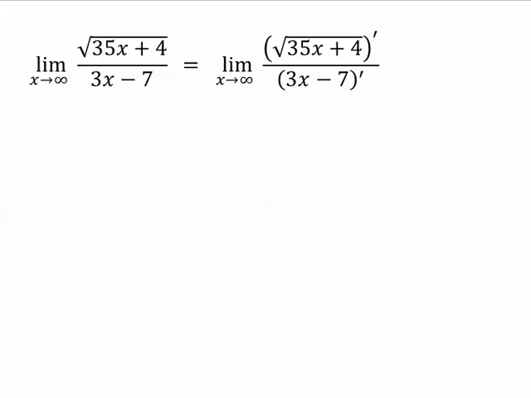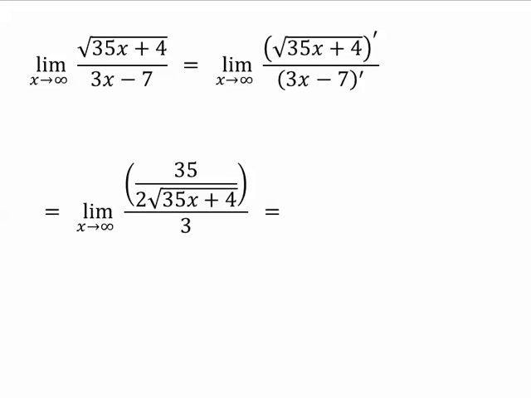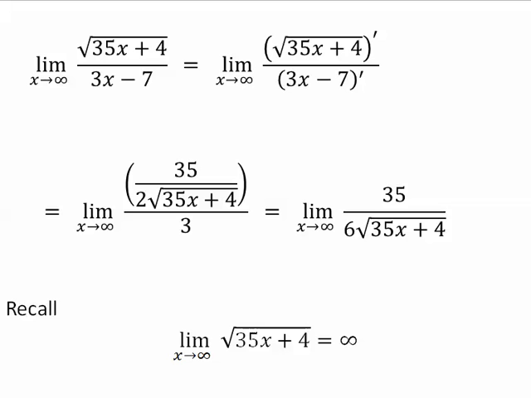So I take the derivative of the numerator, take the derivative of the denominator, and after I take the derivative of both the numerator and the denominator, I clean it up, and look, again, I've got something I can evaluate. Recall that the radical is going to infinity, but my numerator is just 35 now. So I've got 35 over a number that gets larger and larger and larger, and that tells me that my limit is equal to 0.